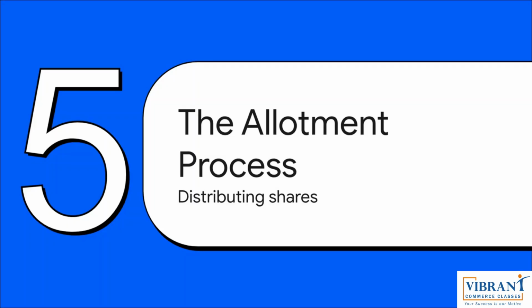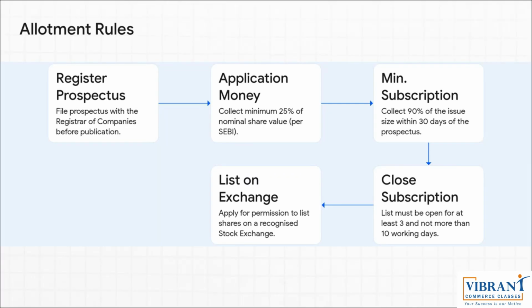Okay, so the company has made its offers, and people have sent in their applications. So what happens next? Well, now the company has to actually distribute or allot the shares. And believe me, this isn't random. There's a very strict formal procedure they have to follow. Think of this as the legal checklist a company has to tick off.